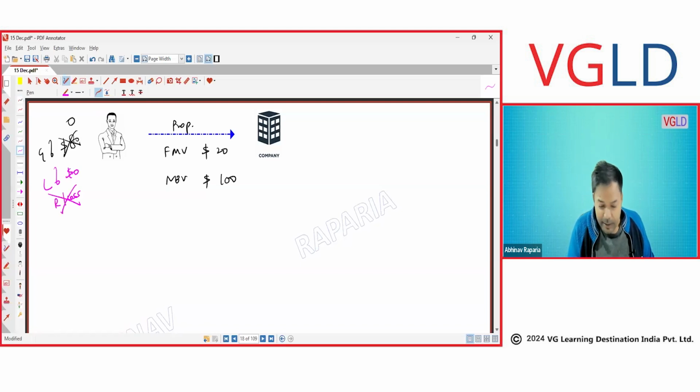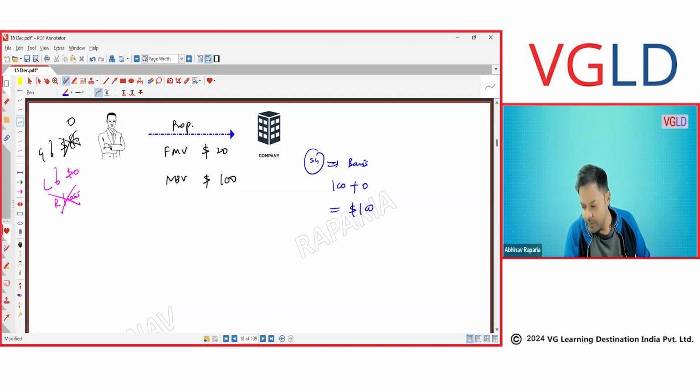But if I apply step number 4, what should be the basis of the company? I'll say net book value, $100. There is no recognized gain, 0. So basis should be how much? Basis should be $100. Point clear or not, guys? Everyone? Yes, no? Rina clear? Ruchi?